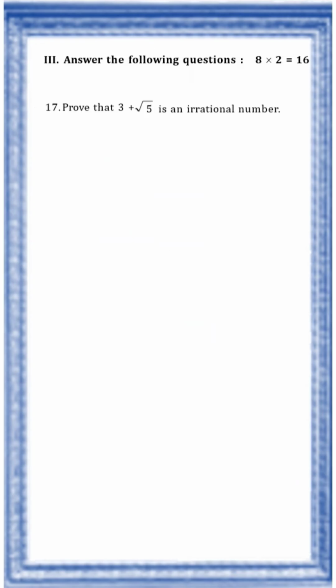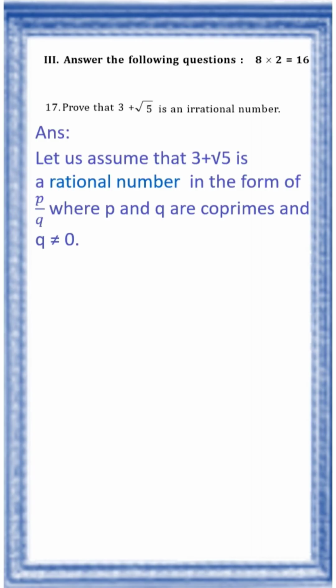Now let us solve 2 marks questions. There are 8 questions of 2 marks each, totally 16 marks. 17th question is, prove that 3 plus root 5 is an irrational number. Now, let us assume that 3 plus root 5 is a rational number in the form of p by q, where p and q are co-primes and q is not equal to 0.